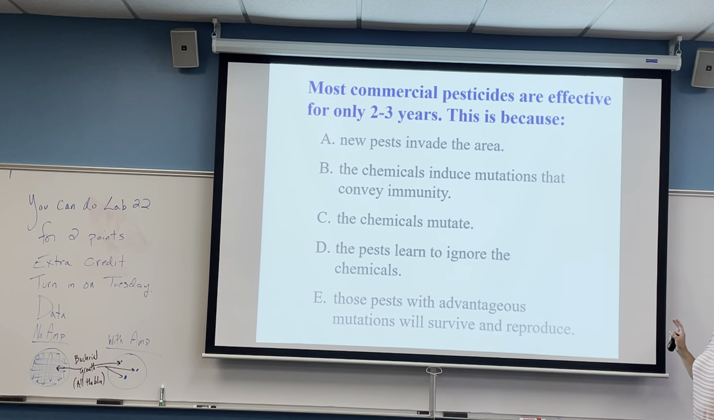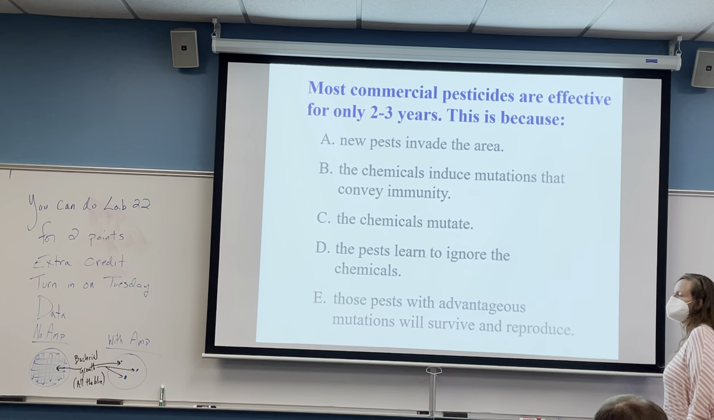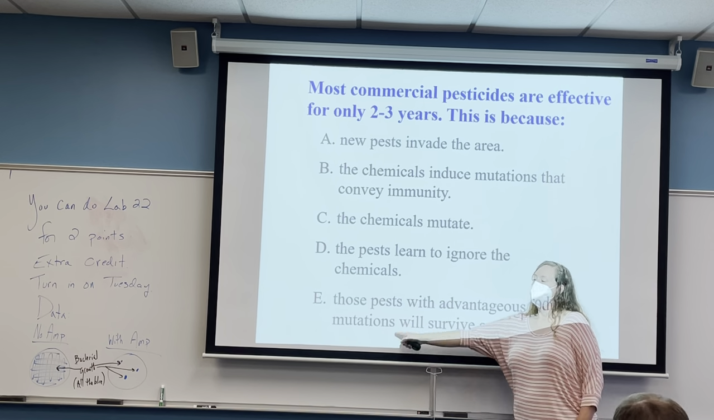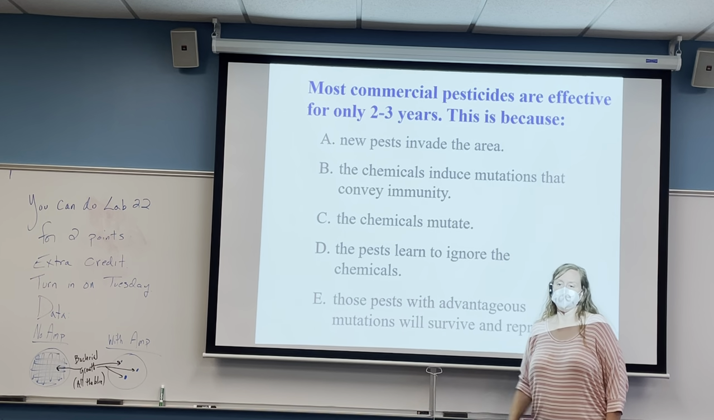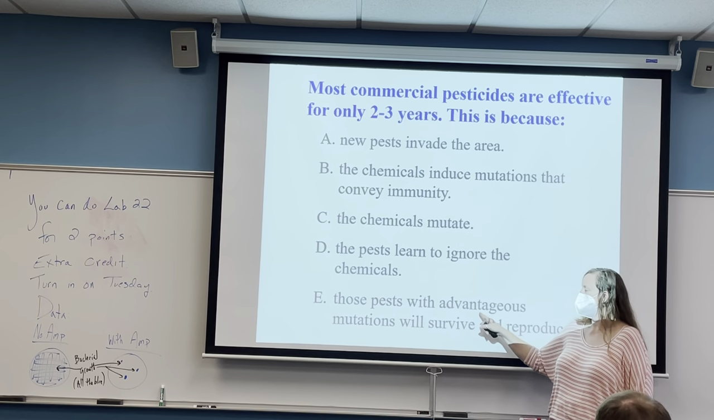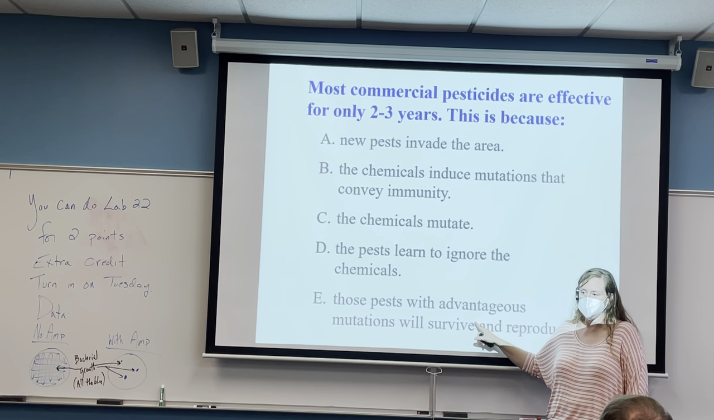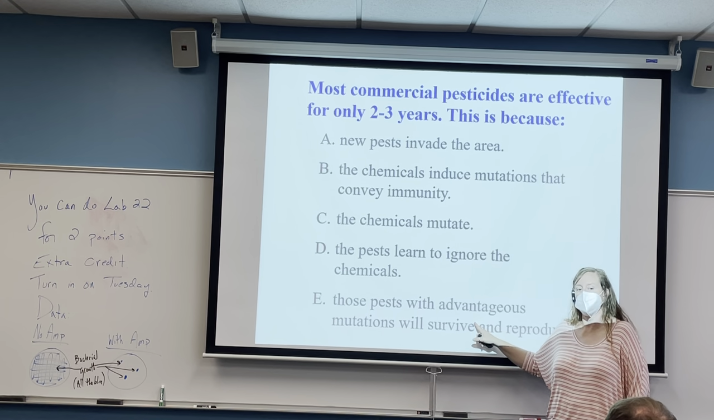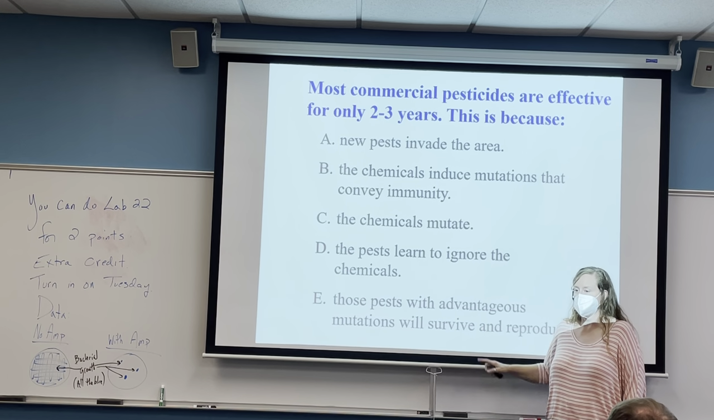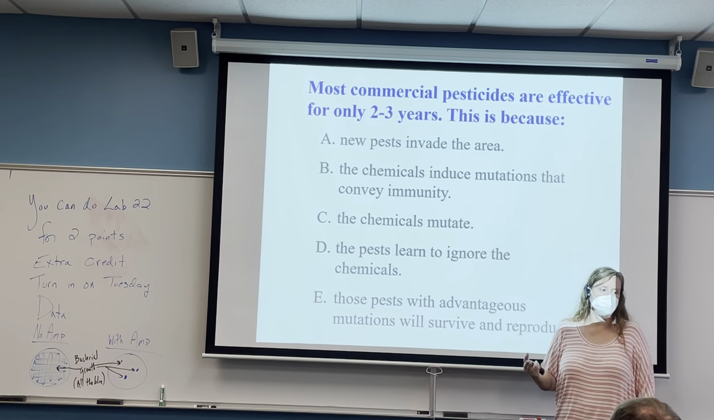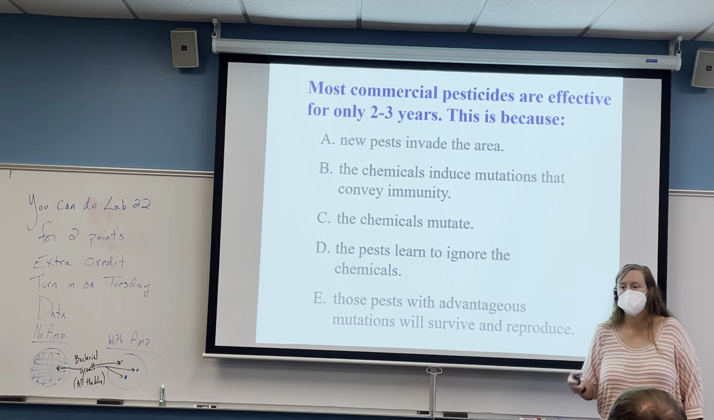So now, which one's the correct answer? Yeah, E is the correct answer. Those with the advantageous mutations. Those pests, the insects who got the mutations, they got them randomly. And then they were selected for by the environment, which means that they were able to survive easily, reproduce, and pass on those good genes in greater quantity.